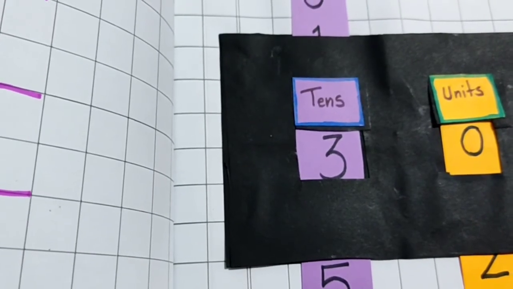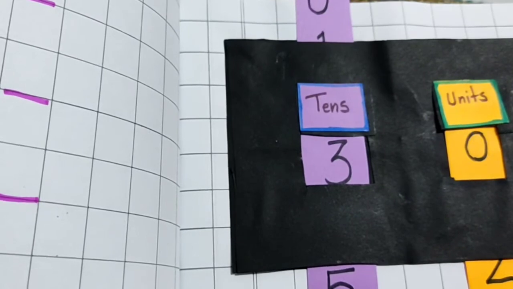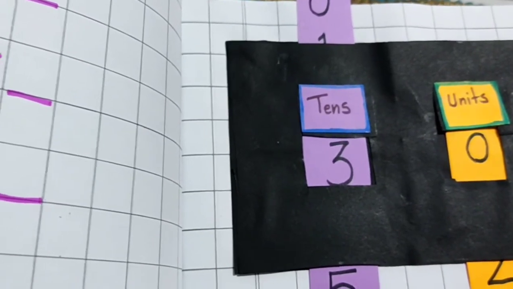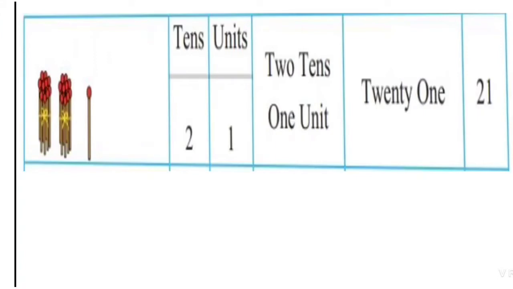So dear students, we are going to understand the numbers from 21 to 30. Are you ready? Let's start. Dear students, today we will understand the numbers from 21 to 30. Are you ready? Let's start.